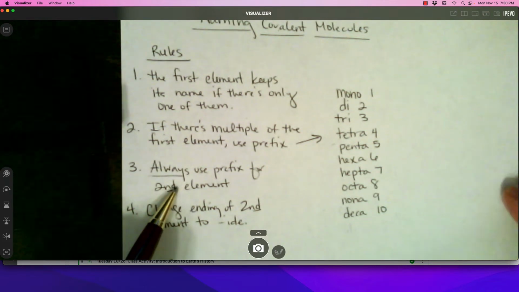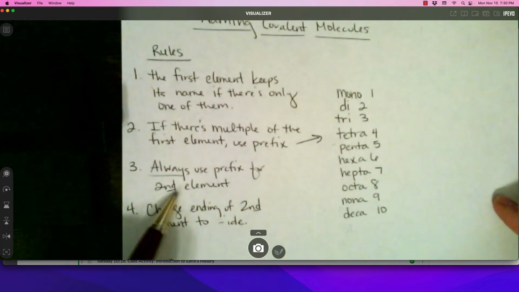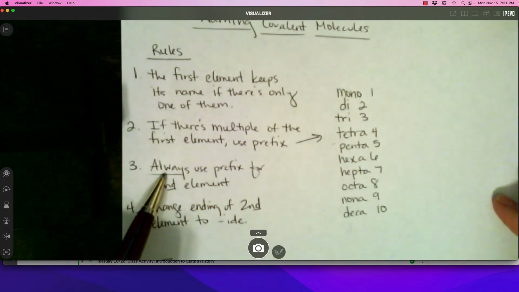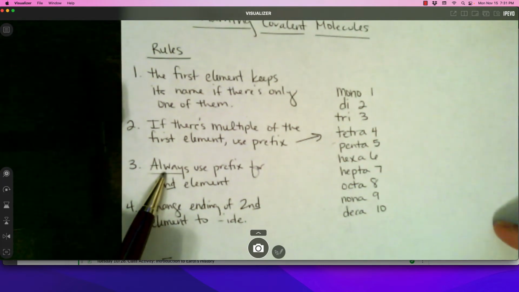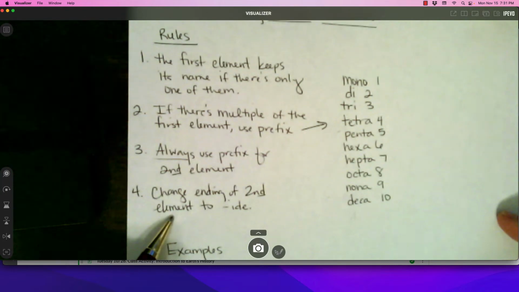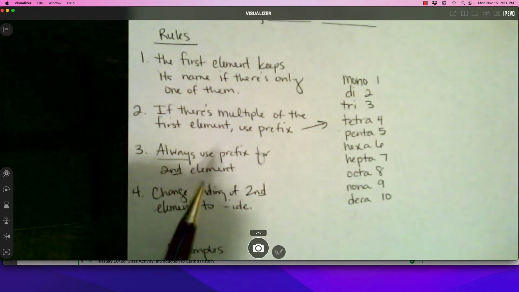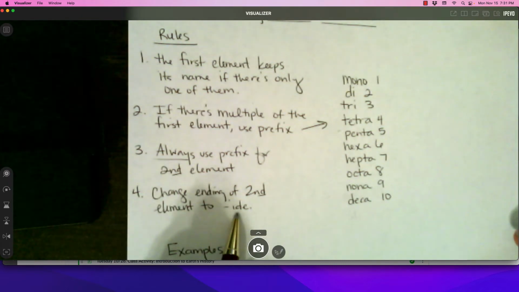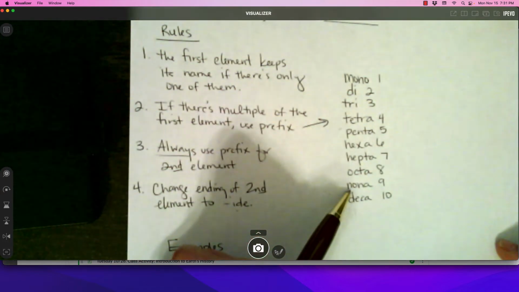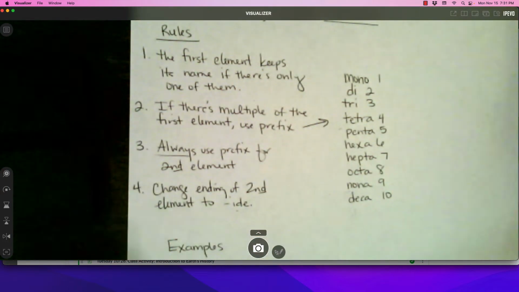On rule number 3, always use a prefix for the second element, and always is underlined here. And I'll again show you an example. Rule number 4, change the ending of the second element to "ide." That's exactly what you do in ionic bonding. The difference is that in covalent bonding, you not only change the ending of the second element to "ide," but you also use prefixes. We do not use those in ionic bonding.